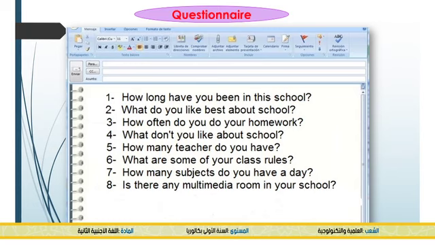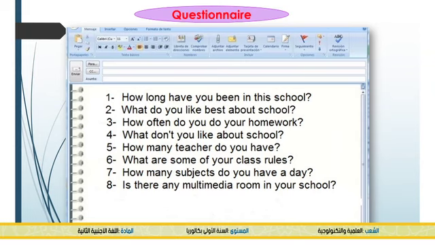So here the sender is asking about the period of staying in that school. So normally in high school students stay 3 years. Very good. But it depends again on each situation. So you can say just how many years you have been in that school. Question number 2. What do you like best about school? So what is the thing that you like best about the school?